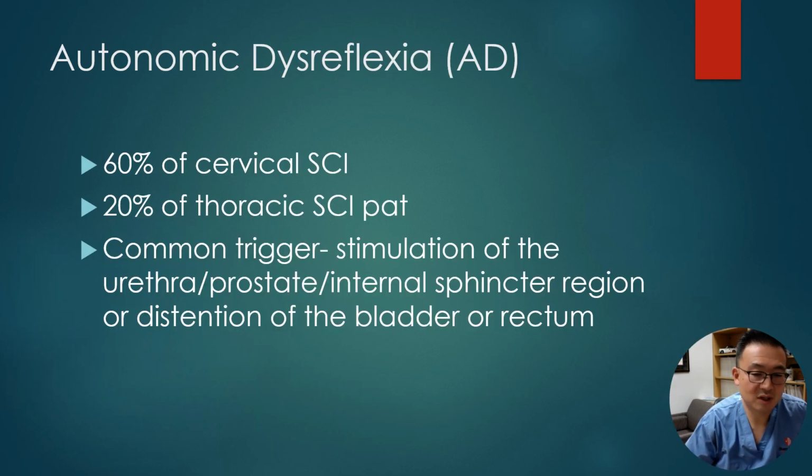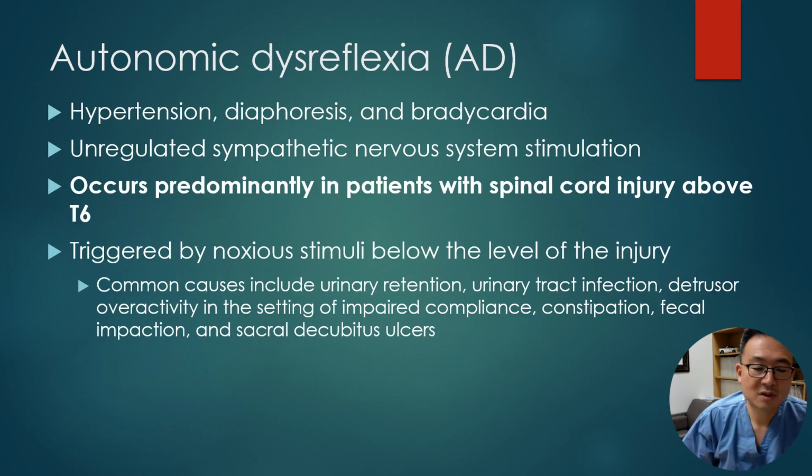Okay, we're going to shift gears now and talk about autonomic dysreflexia. Autonomic dysreflexia is seen in 60% of cervical spinal cord injury patients, about 20% of thoracic spinal cord injury patients. And common triggers are stimulation of the urethra, prostate, internal sphincter region, or distension of the bladder or rectum. Some of the symptoms of autonomic dysreflexia include hypertension, diaphoresis, and bradycardia.